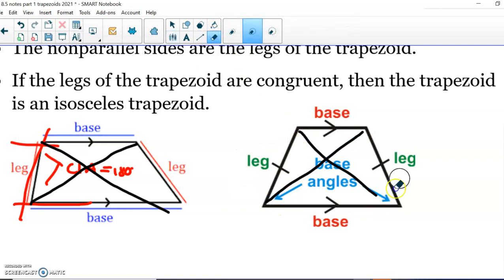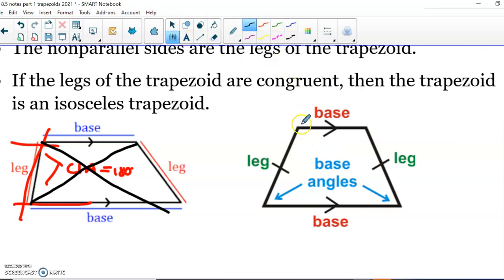What else is special about an isosceles trapezoid? If you can envision this as sort of like the bottom of an isosceles triangle, we know in an isosceles triangle our base angles are going to be congruent. The same is true for an isosceles trapezoid. The base angles are going to be congruent. In this case, we have 2 sets of base angles, and they're going to also be congruent.